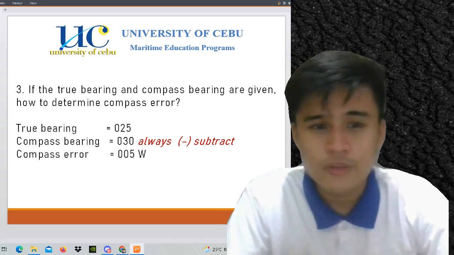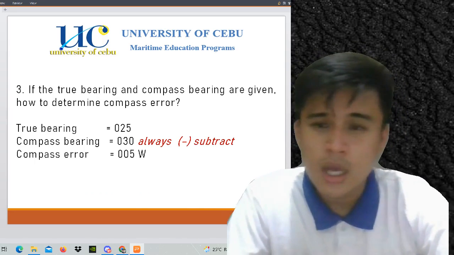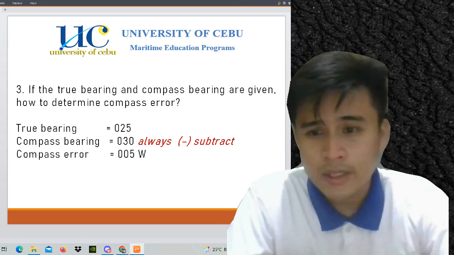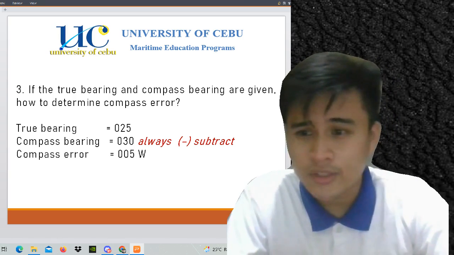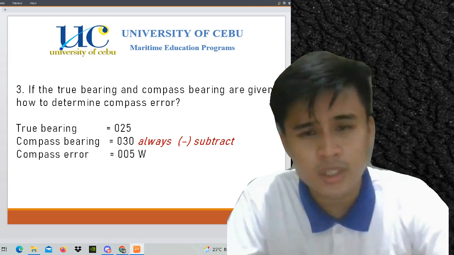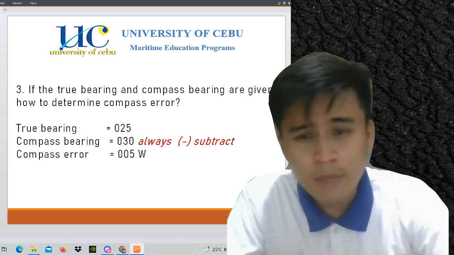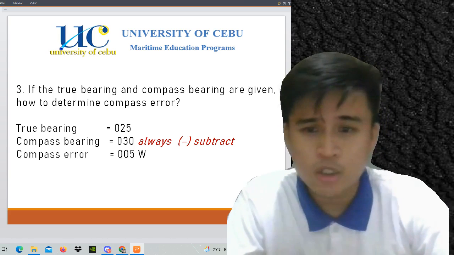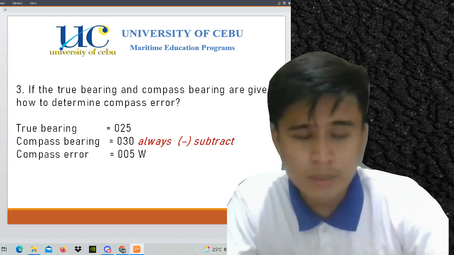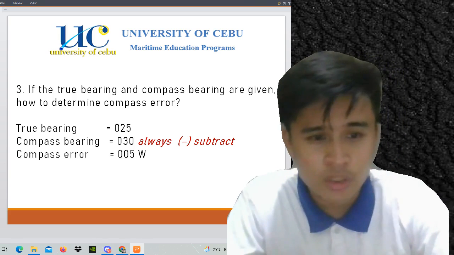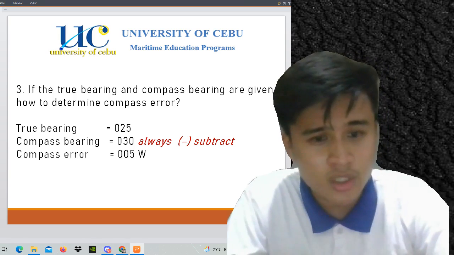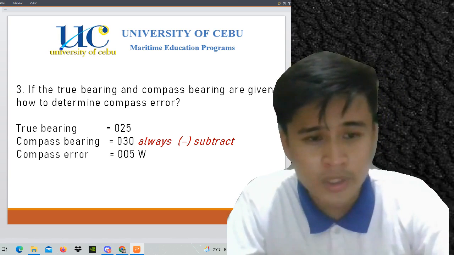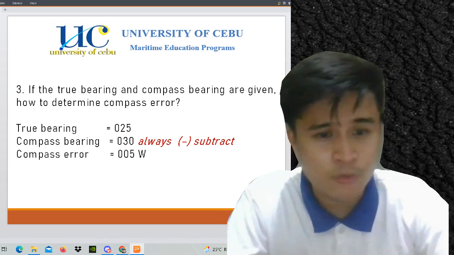So number 3, if the true bearing and compass bearing are given, how do you determine the compass error? We can simply subtract true bearing and compass bearing to get the compass error. In naming, use this mnemonic: compass best, error west, and compass least, error east. In my given example, the true bearing is 0.25 and the compass bearing is 0.30. So you can always subtract. If you subtract, you get the compass error 0.05 west.